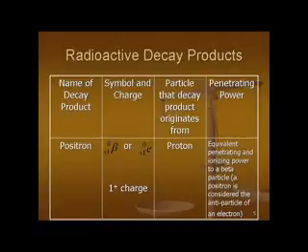The particle that the decay product originates from is a proton. And when a proton ejects a positron, the proton then mutates into a neutron. And that's something, again, we'll get more into when we look at balancing nuclear equations. In terms of penetrating power and ionizing power, it's the same as an electron. In fact, it is considered the antiparticle of an electron.